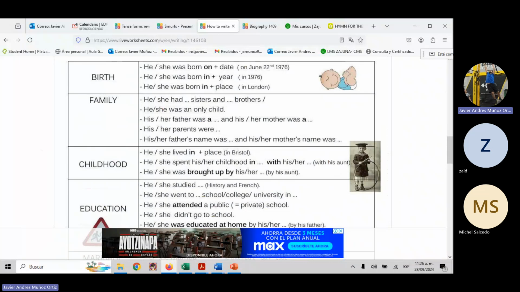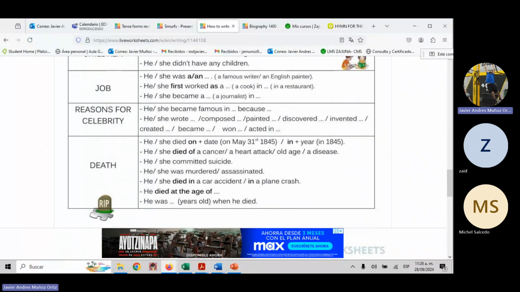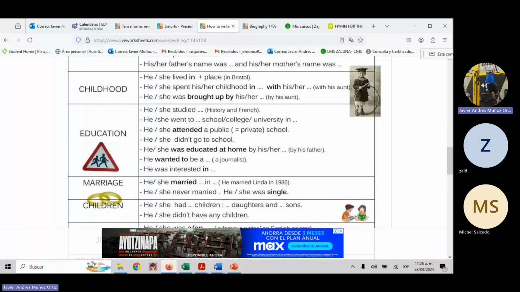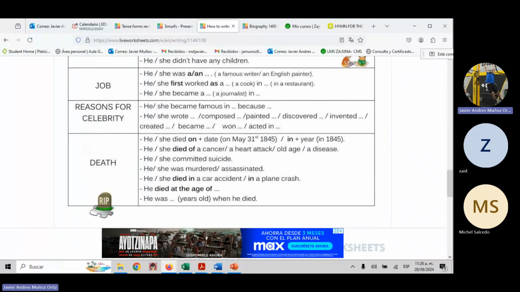the events. So in this case, for example, birth, family, childhood, education, marriage, children, job, reasons for celebrity, and death, we here have 9 different kinds of events. We could mention things about his or her life, and we could repeat things like, for example, in education, he got his PhD on this, and I don't know, in terms of celebrity, he won the Nobel Prize, and the other reason why he is a celebrity or important for us is because he donated all his money for charity, for example. And take into account that here we are mentioning everything in simple past tense, because the idea of a biography, in this case in the learning guide, is to use mainly the simple past tense.